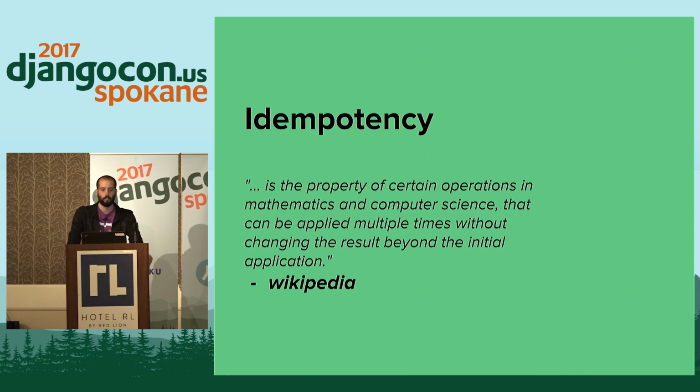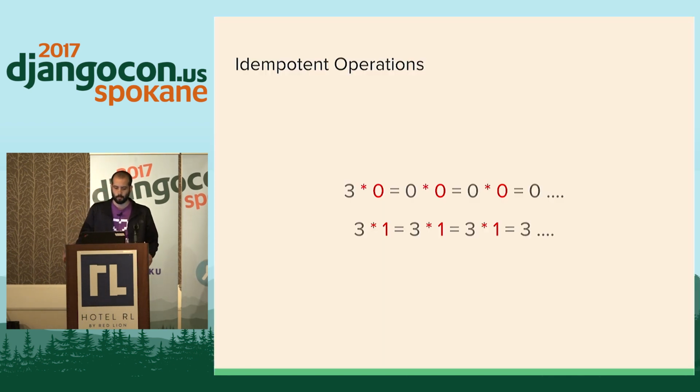The first one is idempotency. Idempotency is the property of certain operations in mathematics and computer science that can be applied multiple times without changing the result beyond the initial application. Multiplying by 0 and multiplying by 1 are two examples of idempotent operations. Once you multiply a number by 0, no matter how many times you do it again, the result will always be 0. It's the same for multiplying by 1. No matter how many times you multiply a number by 1, the result will never change.